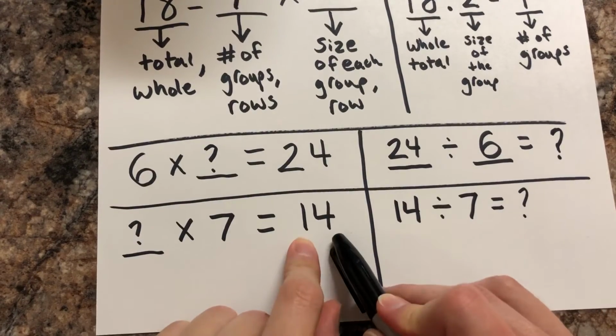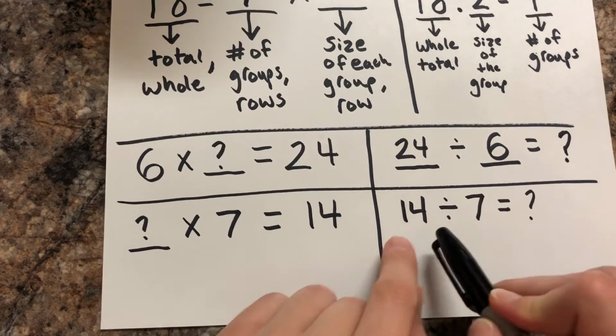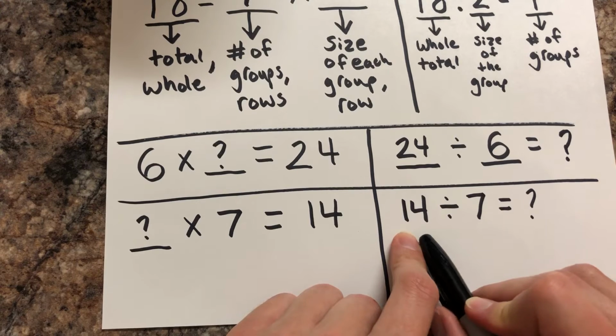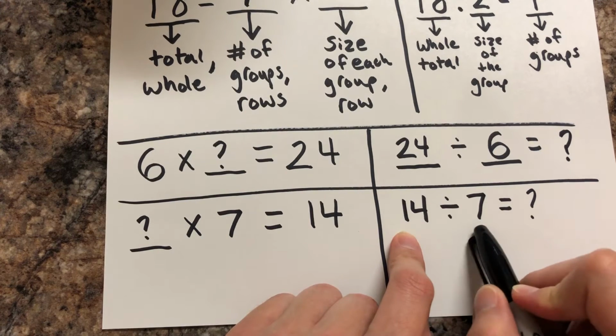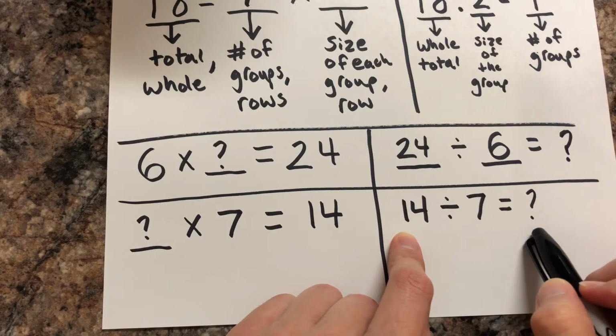Notice I start with the whole thing. Over here in multiplication, I end with the whole thing. In division, I start with the whole thing, shared equally with my known factor, and it equals the unknown factor.